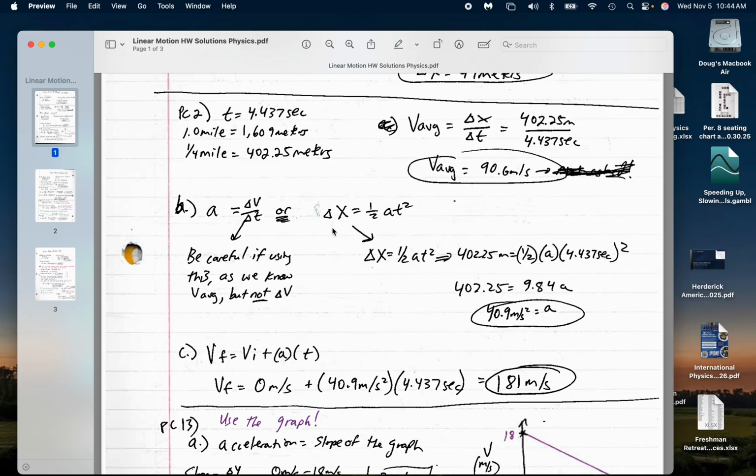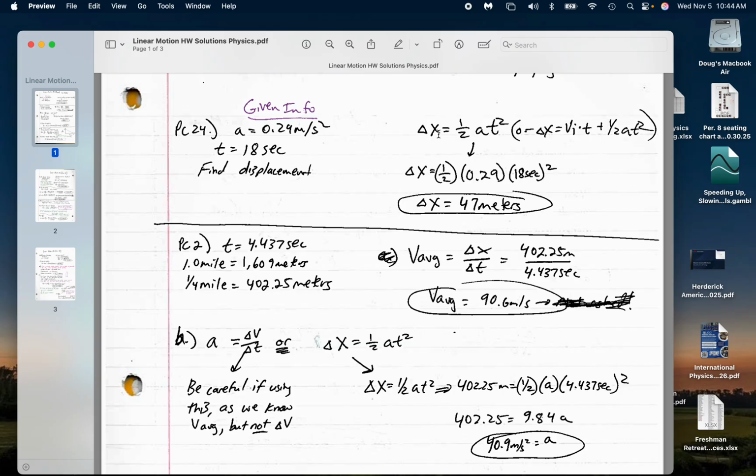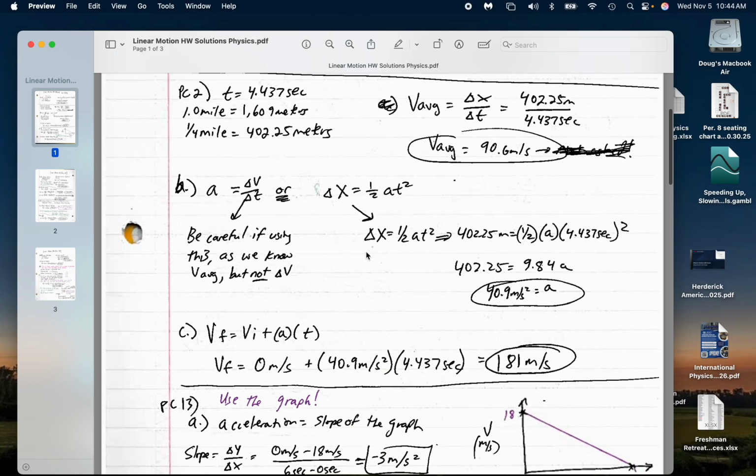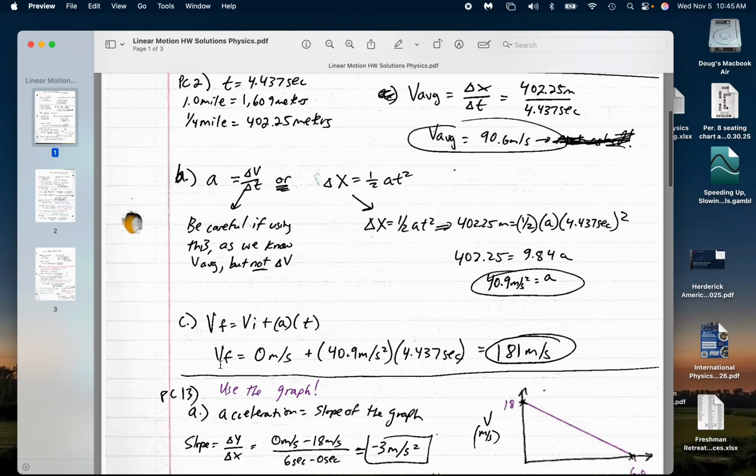So I use this again, which is similar to what I did in the first problem. In this case, I know the displacement is 402.25. I know 1/2 a, which is what I'm trying to find, and it's 4.437 squared. So I end up with 402.25 equals 9.84 times a. Get a all by itself, it's around 41 meters per second squared. And now for C, I can figure out the final velocity: 0 initial meters per second plus 40.9 times 4.437. Again, you could have done this a different way using Formula 2.